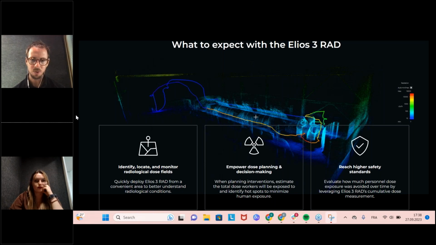It allows users to plan their different work by doing their survey without sending radio protection in, for instance, and know how much those humans will be exposed, as well as doing this kind of survey and monitoring while the plant is in operation, which can be a huge cost saving for a nuclear power plant. And also the drone is constantly measuring its own cumulative dose. And so you can monitor how much dose you saved by using a drone instead of a human.